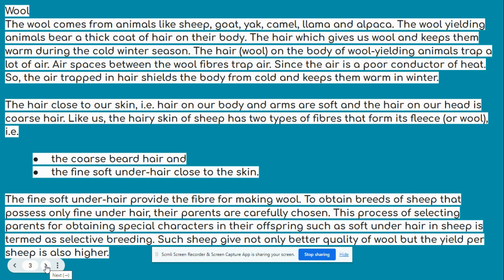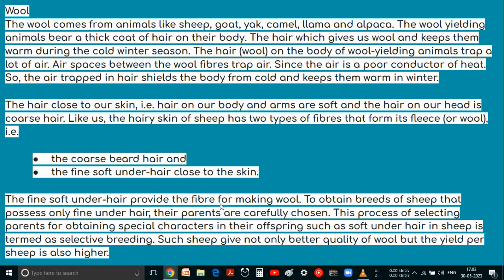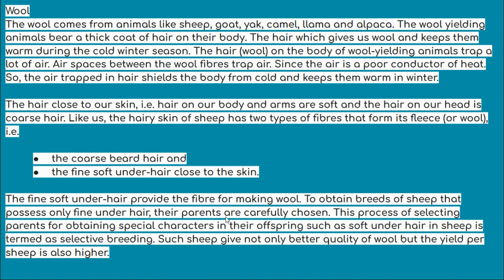The hair close to our skin, that is, hair on our body and arms, is soft, and the hair on our head is coarse hair. Like us, the hairy skin of sheep has two types of fibers that form its fleece or wool, that is, the coarse beard hair and the fine soft under hair close to the skin. The fine soft under hair provides the fiber for making wool.